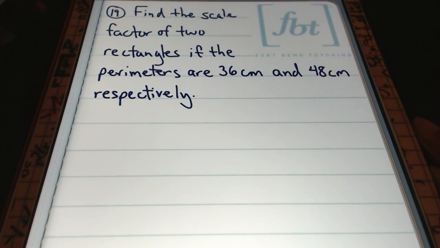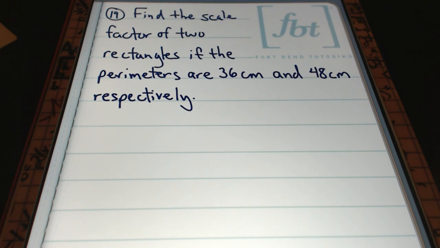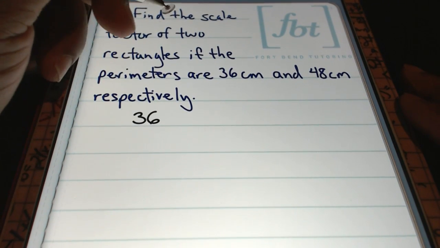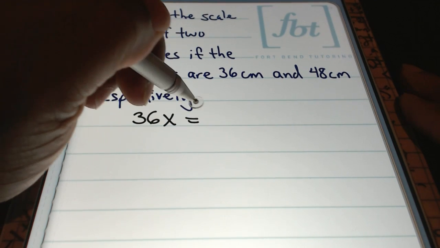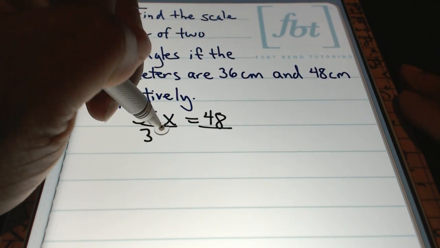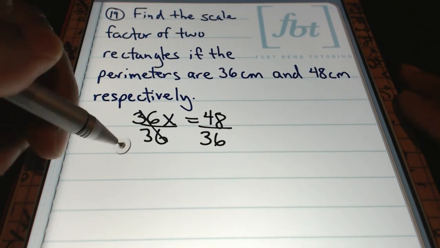Problem number 19 is underway. It says, find the scale factor of two rectangles if the perimeters are 36 centimeters and 48 centimeters respectively. Because this is a 1-to-1 ratio as far as the units of measurement are concerned, all you have to do is say, I had 36 centimeters and I multiplied it times something to get 48 centimeters. So in order to find this scale factor, just divide both sides by 36 and simplify. That's all you got to do.